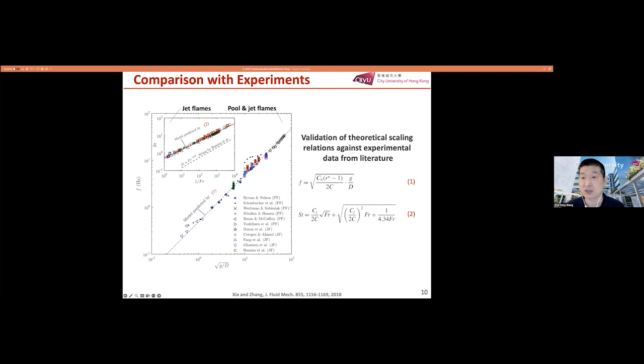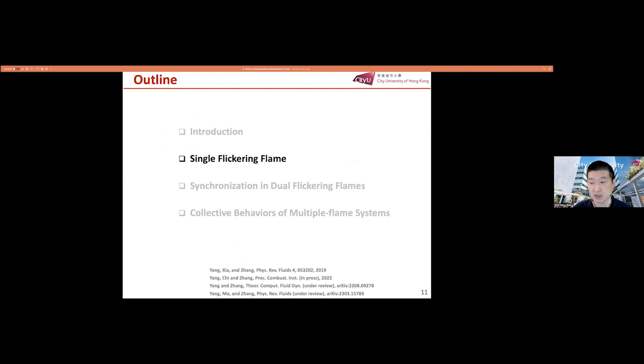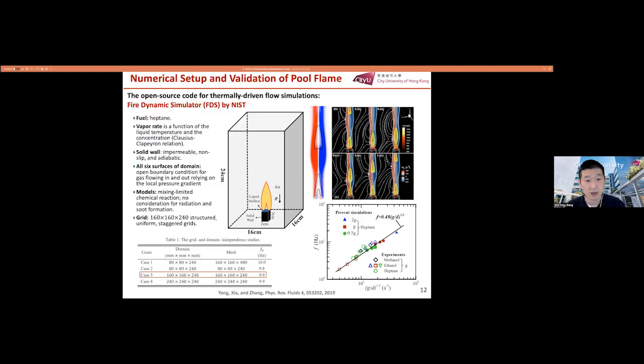So basically this is the understanding of this flickering flame. Since this seminar is about computational combustion, in the following half an hour I will just focus on computational work. So we simulate a single flickering flame first. Then the interesting thing is, our understanding wasn't that good at the beginning.